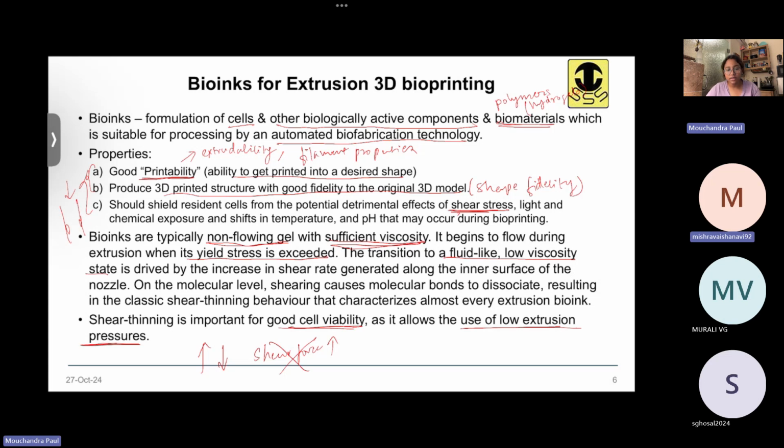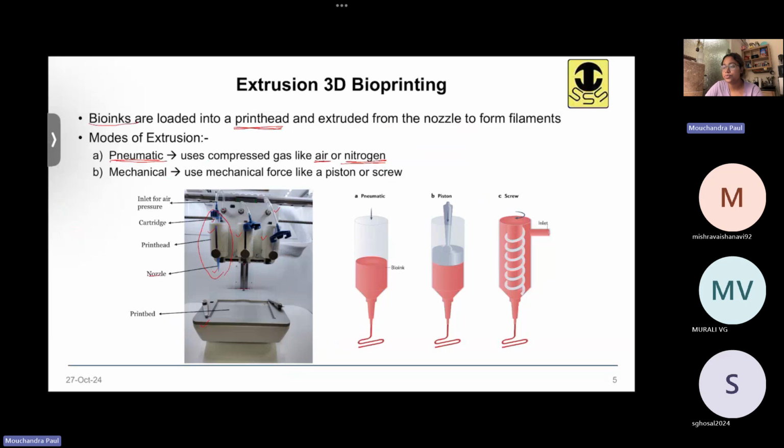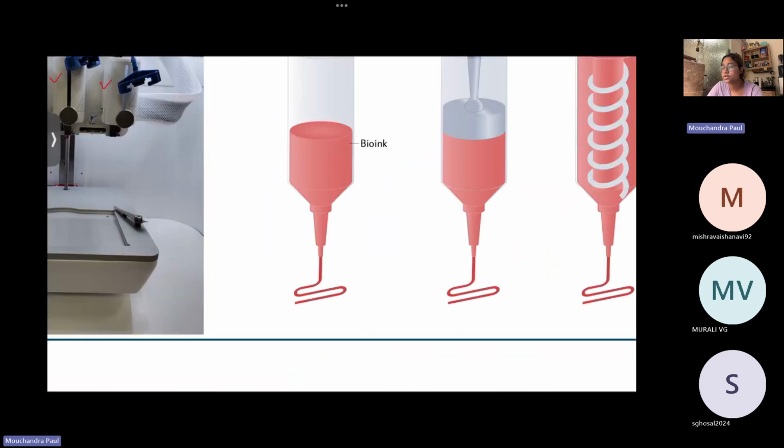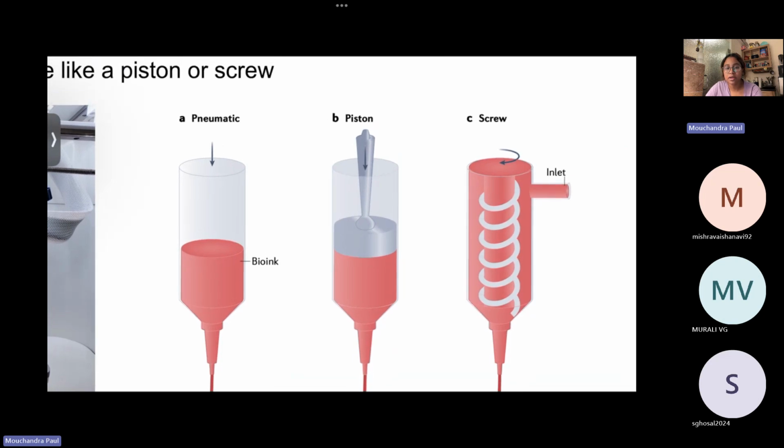Any queries? Ma'am, is the shear force applied by a piston, or is it some other medium? I told you here: you can use a piston to apply shear force, you can use a screw, or you can use simple air pressure to push out, or extrude, the bioink. When you apply external pressure, shear forces are generated inside the fluid. Understood, ma'am.